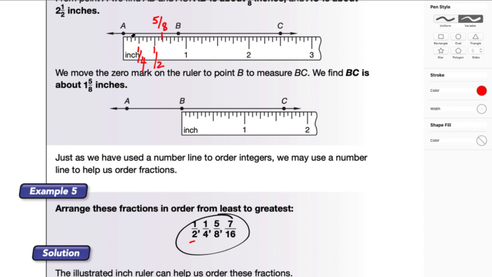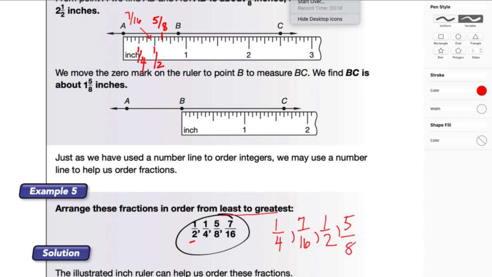7/16. 1, 2, 3, 4, 5, 6, 7. All right, that's right there. Let me make that a little bit narrower. Let me do it again. 1, 2, 3, 4, 5, 6, 7. That's right here. So that's 7/16. So now that I see it laid out on a ruler, I can easily determine that 1/4 is the smallest. 7/16 is the next smallest. 1/2 and then 5/8 to finish out the list from least to greatest.